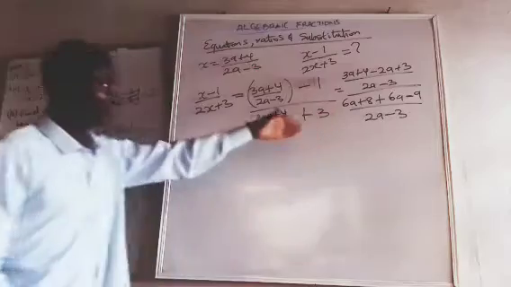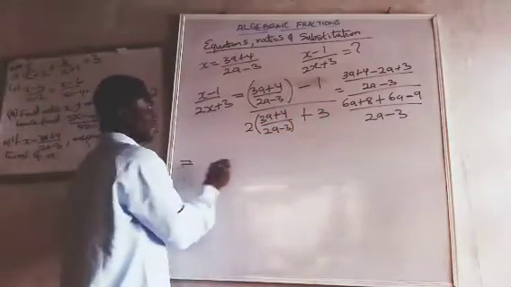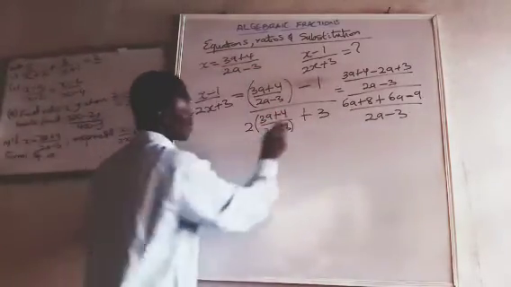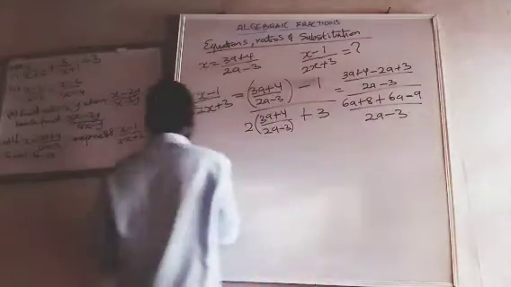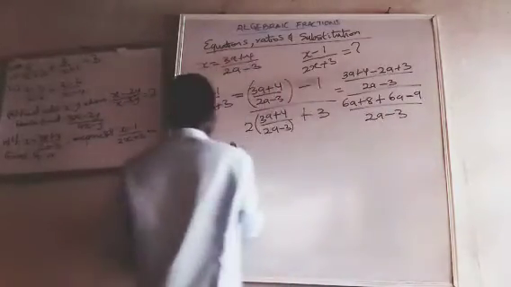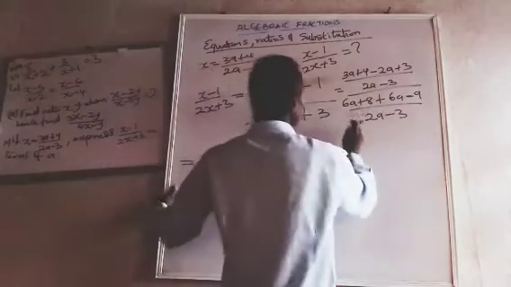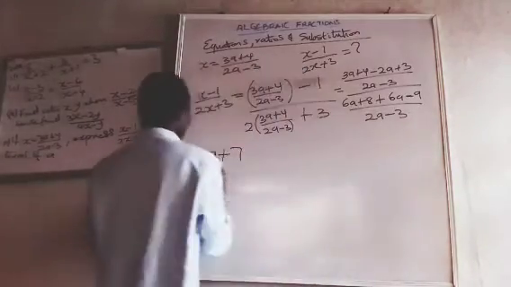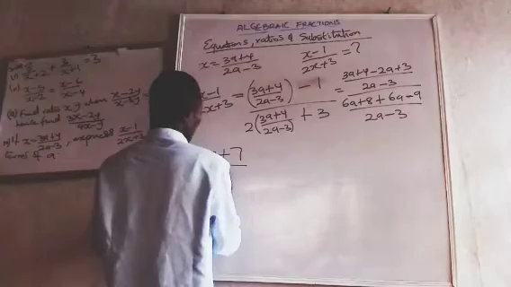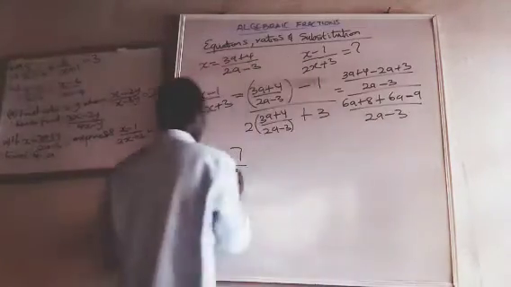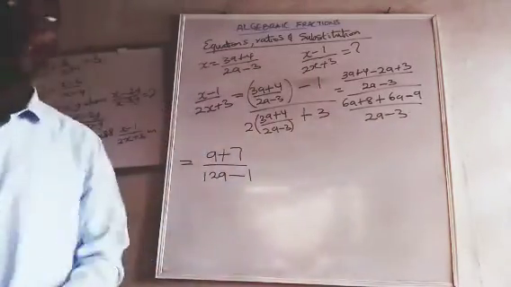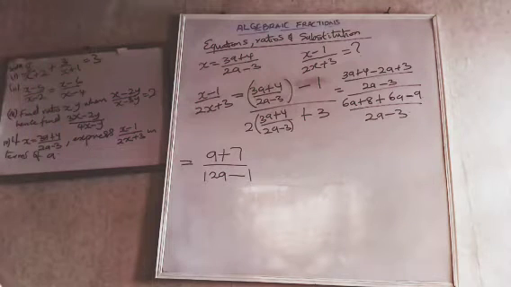So you can see, by the time you collect this one and this one, it's going to give us 3A minus 2A, that's A. 4 plus 3 is 7. This one is going to give us 6A plus 6A, that's 12A. 8 minus 9, minus 1. So you can see, the answer is very easy and straightforward.